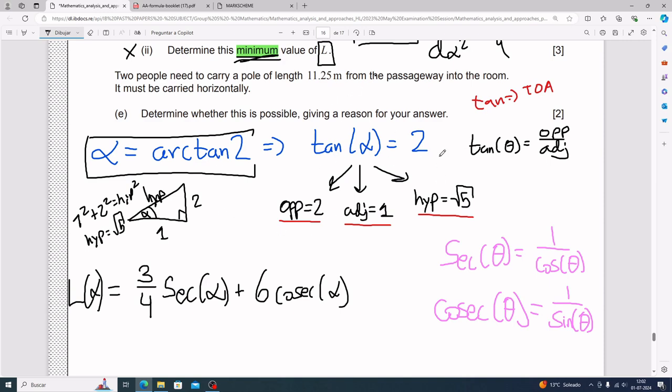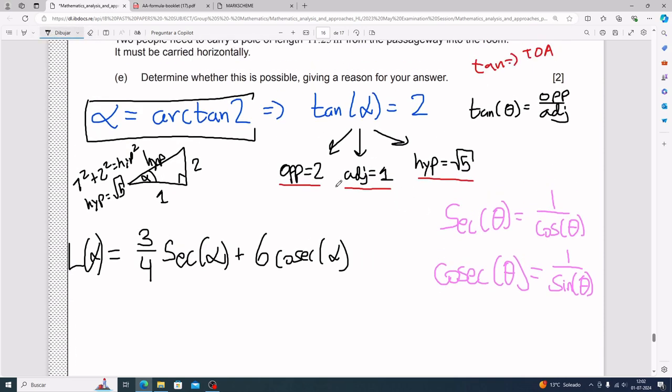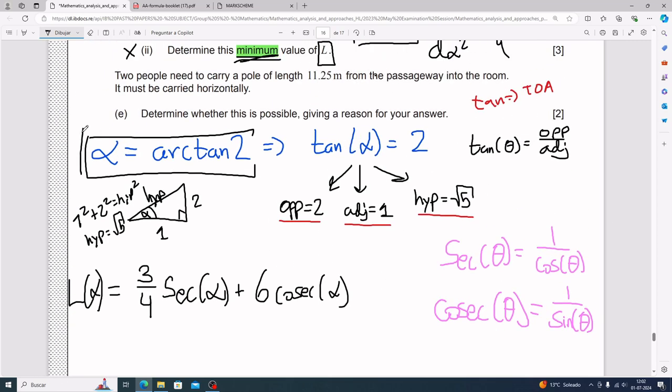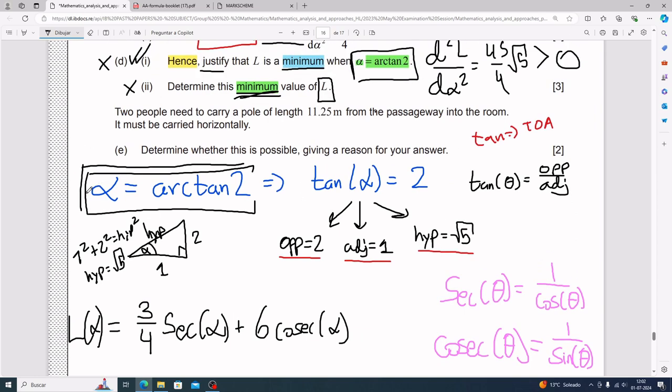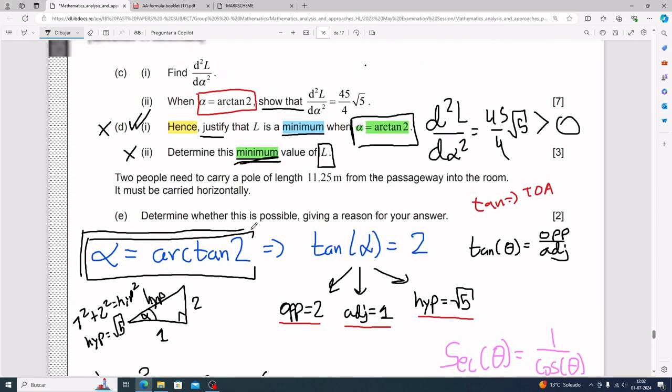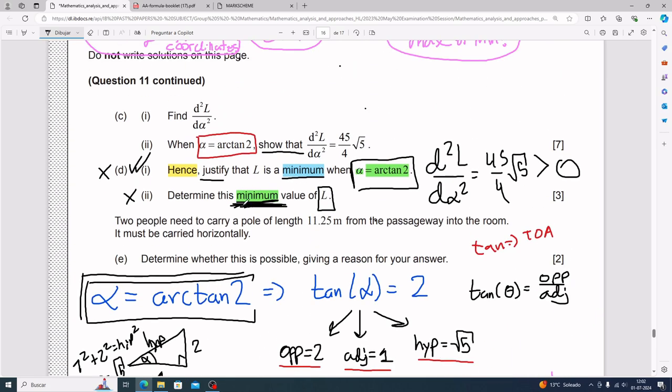When they tell you that tan alpha equals 2, just pick opposite 2 to adjacent 1. Why is it the friendliest? Because you have a 1 for adjacent. That's pretty much it. So from here, you can now start plugging everything in. On the one hand, we need to apply alpha equals arctan 2 into this equation down here, for finding my minimum value of L.